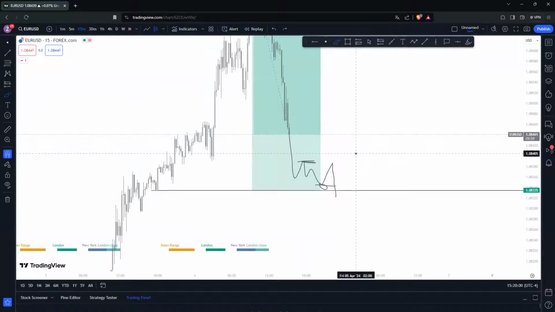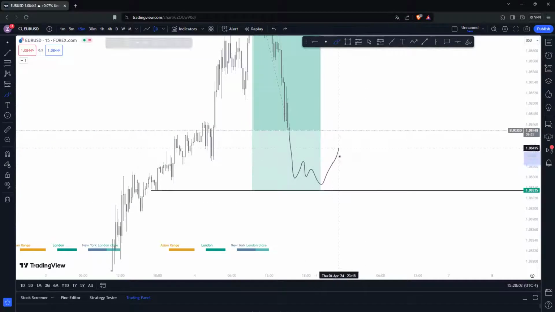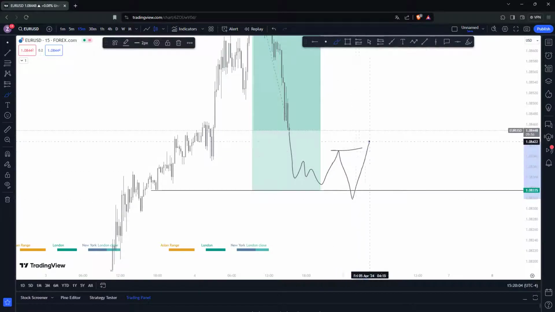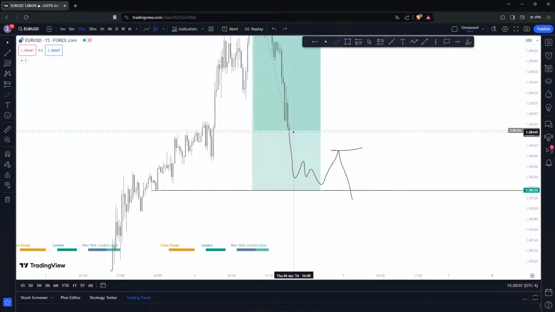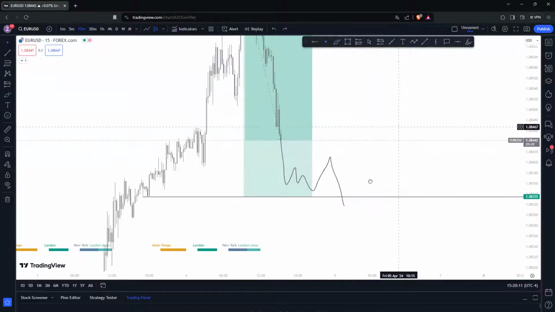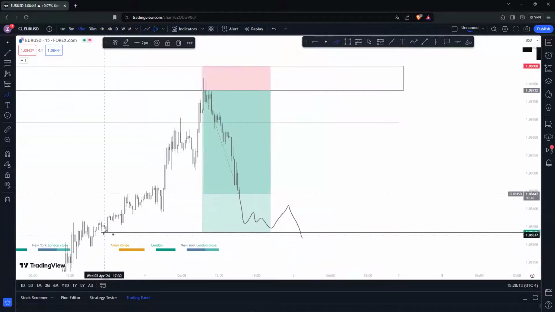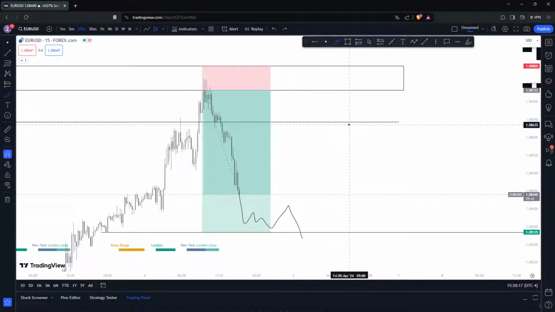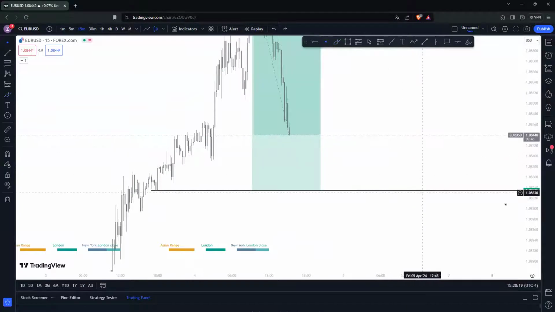Now, where would be our TP? The first TP can be the last swing high, as you can see here. Okay, the second TP is going to be the Asian high or London high, whatever. Okay, the third TP is going to be the daily high because we took the daily low. You can TP at the daily high. This is the daily high. This can be our TP. Okay. So yeah, if you guys have any questions, please feel free to ask me in the chat.